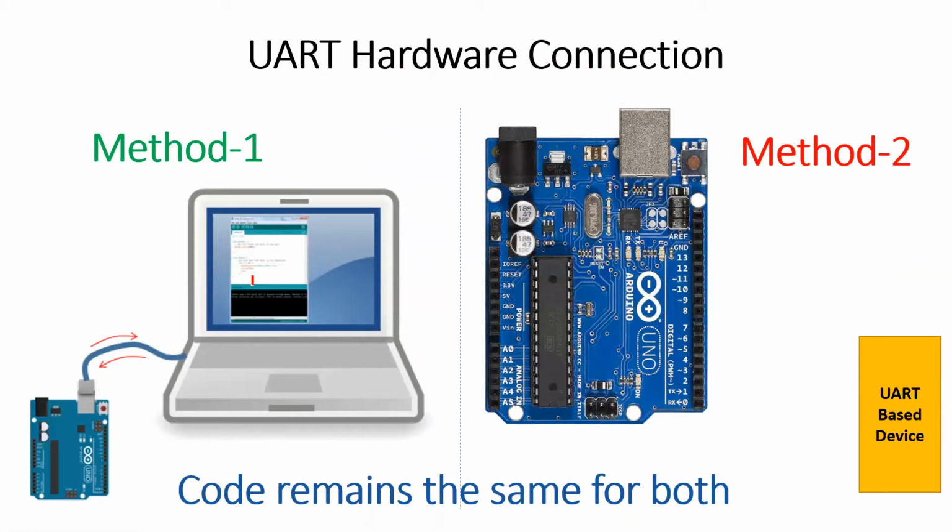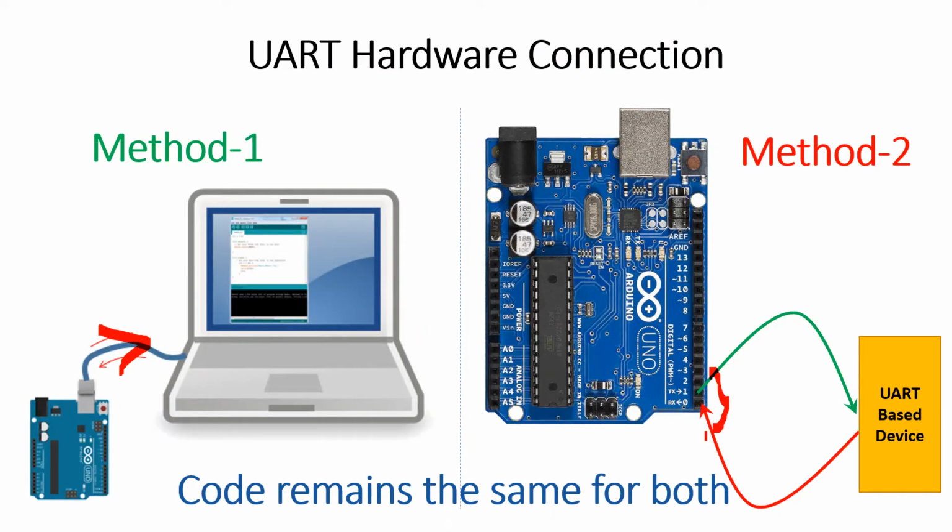As far as the hardware connections are concerned, we can use two different methods to interface Arduino via UART. If you are using a PC, you can use a USB cable for interfacing your Arduino board via UART communication. If you are using an external peripheral device, you can also use pins 0 and 1 in the Arduino's digital I/O for transmitting and receiving data via UART. These are the two different methods, and the code remains the same for both. For our discussion, we are going to use method 1.